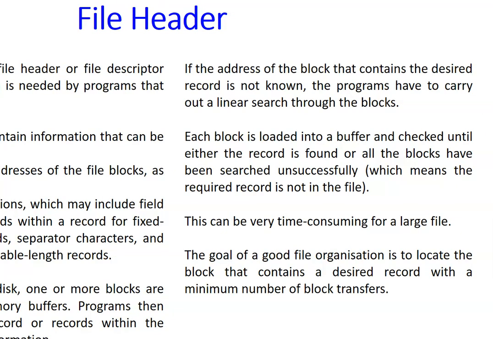So if the address of the block that contains the desired record is not found, then the program has to carry out a linear search. A linear search is where you go on disk block by block, one block after the other, going through each and every particular block. That's what we call a linear search.